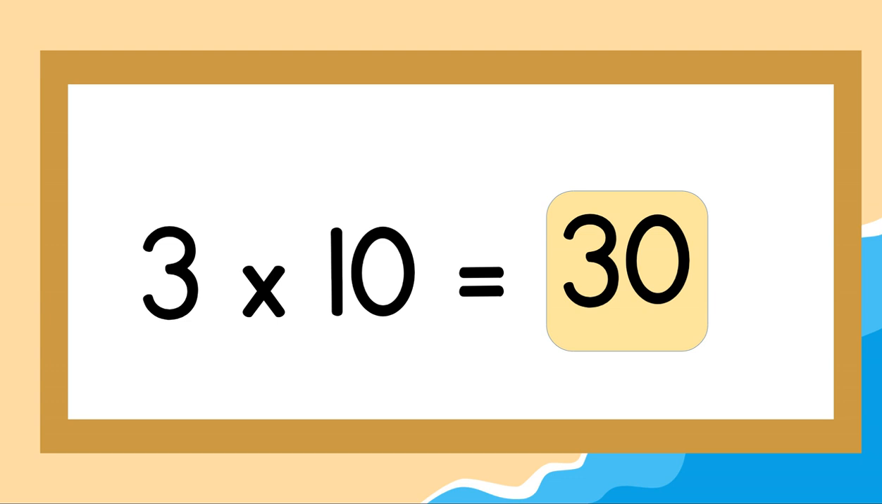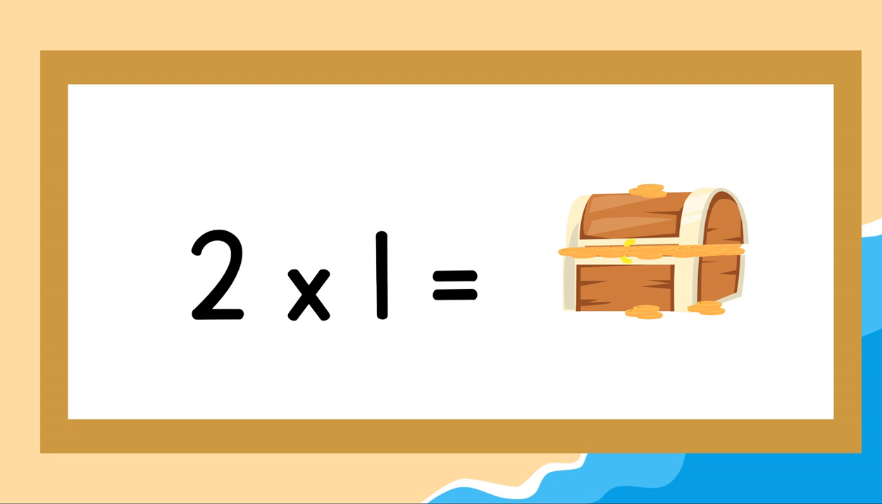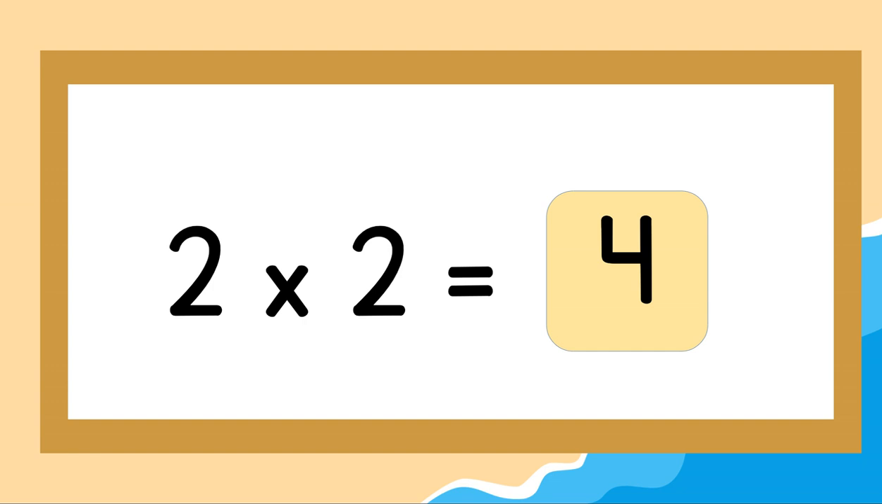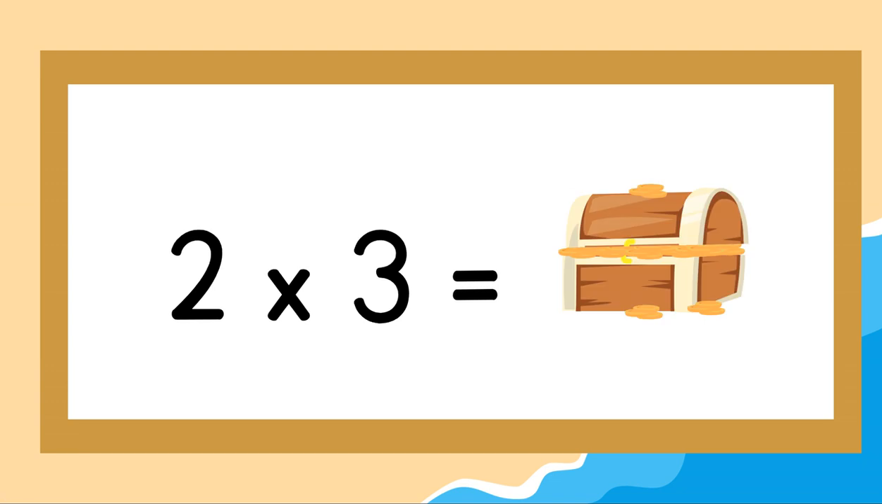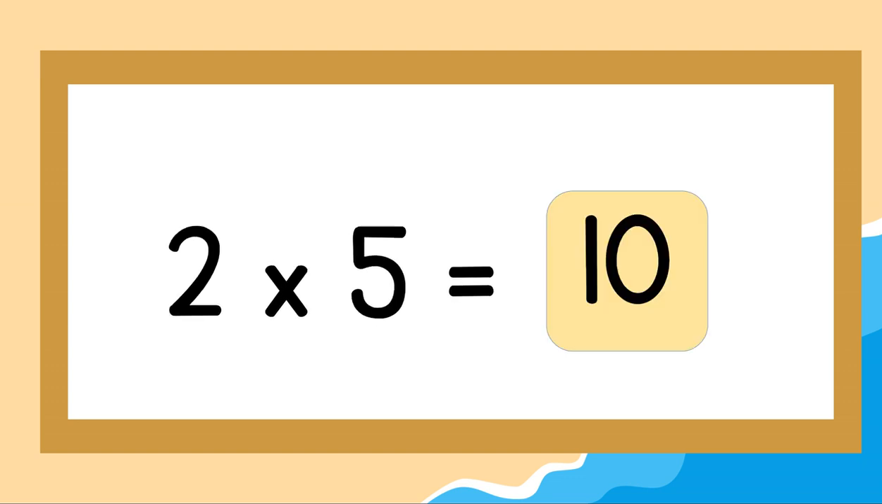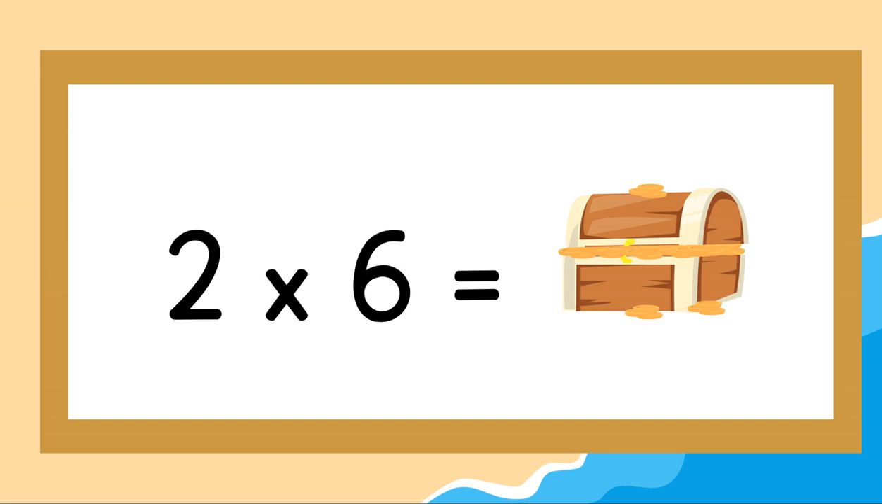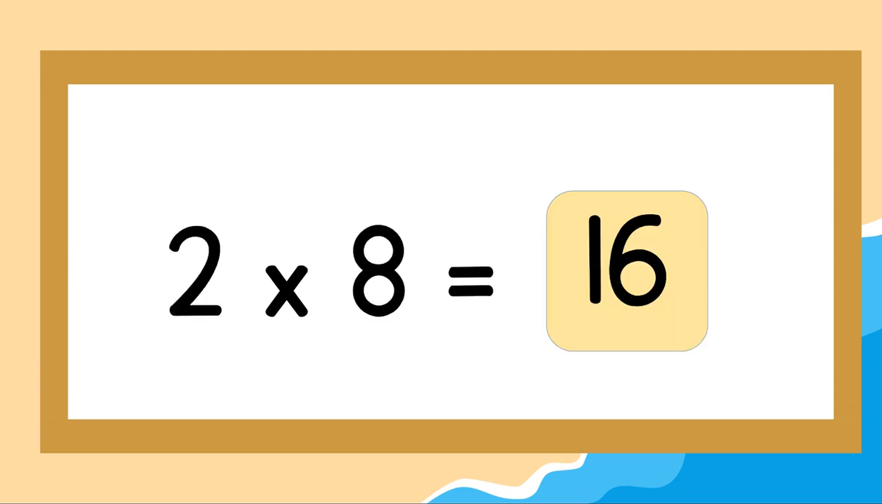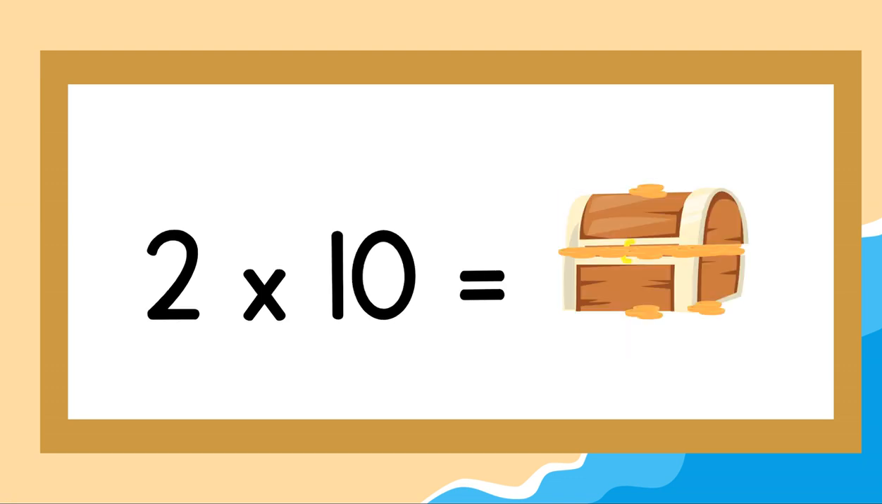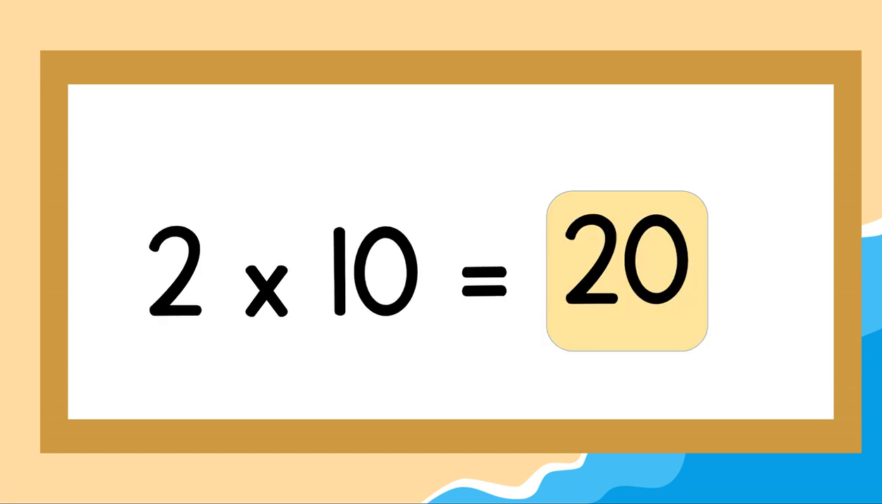Now let's revise once more. 2 ones are 2. 2 twos are 4. 2 threes are 6. 2 fours are 8. 2 fives are 10. 2 sixes are 12. 2 sevens are 14. 2 eights are 16. 2 nines are 18. 2 tens are 20.